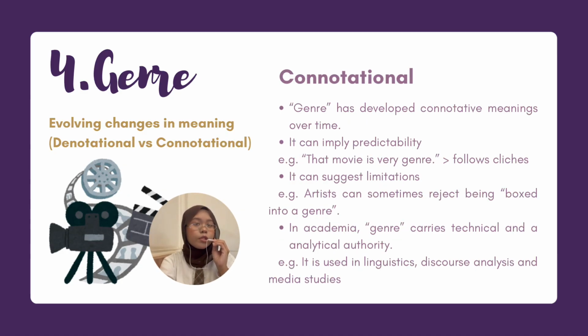Next is the connotational meaning of the word genre. Genre has developed connotative meanings over time. The first thing is it can imply predictability. For example, that movie is very genre. It shows that that movie follows cliches. The next one is it can suggest limitations. For example, artists can sometimes reject being boxed into a genre. And lastly, in academia, genre carries technical and analytical authority. For example, it is used in linguistics, discourse analysis, and media studies.